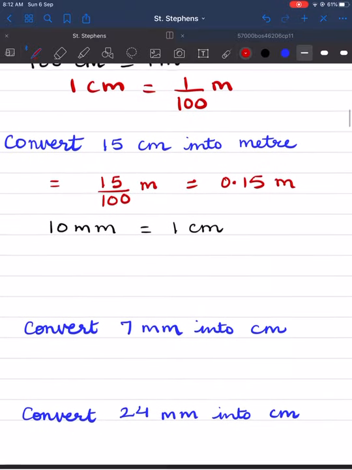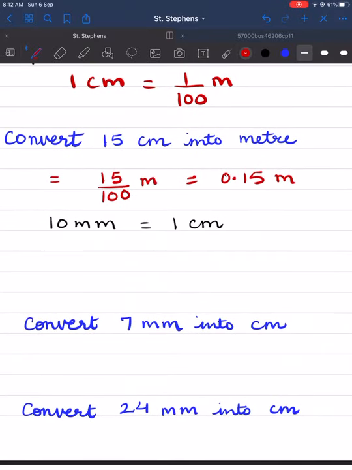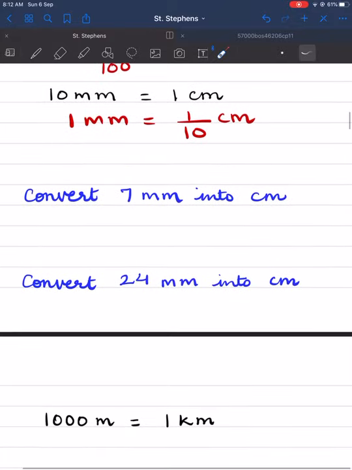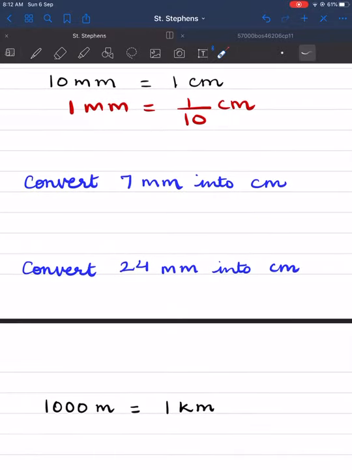Now we know 10 millimeter is equal to 1 centimeter. So 1 millimeter is equal to 1 upon 10 centimeter. Again we are converting smaller units to bigger units, so we divide. Now let's convert 7 millimeter into centimeters. So this is equal to 7 upon 10 centimeters, which is 0.7 centimeters.